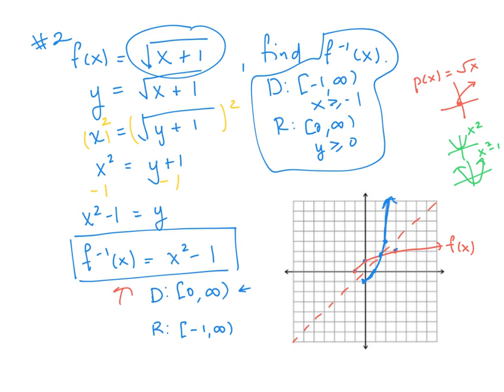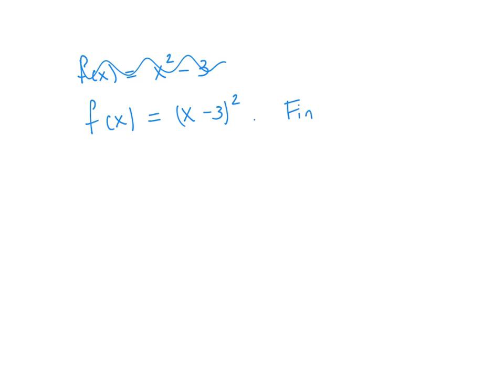All right, let's try one more example. So say I'm given f of x equals x squared minus 3. Actually, let me change this a little to make it a little different. We're going to do f of x equals x minus 3 squared. And we want to find the inverse.